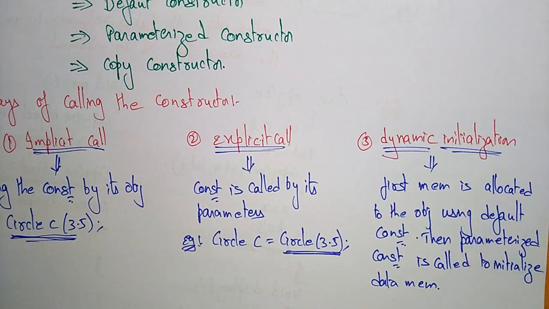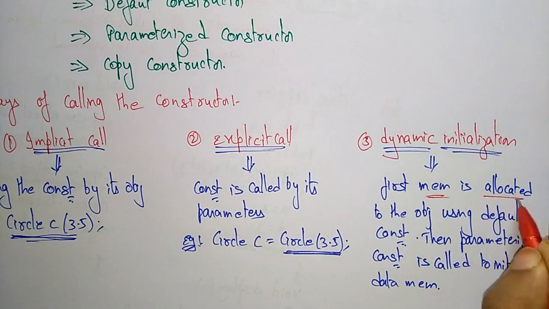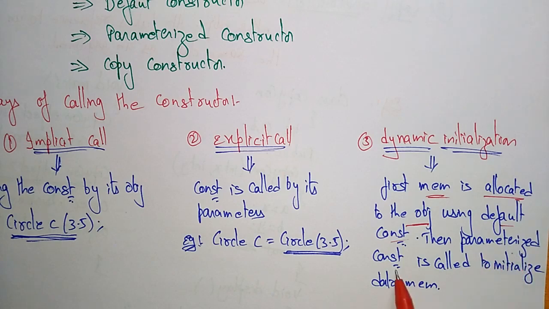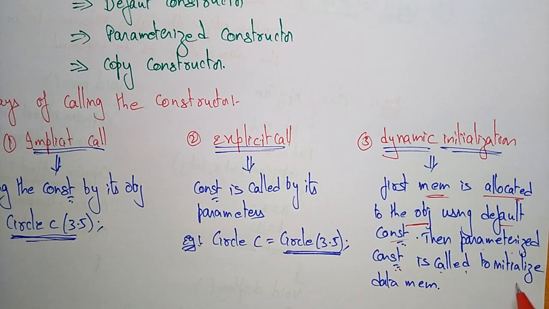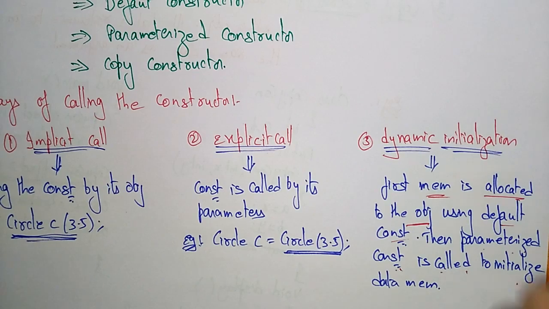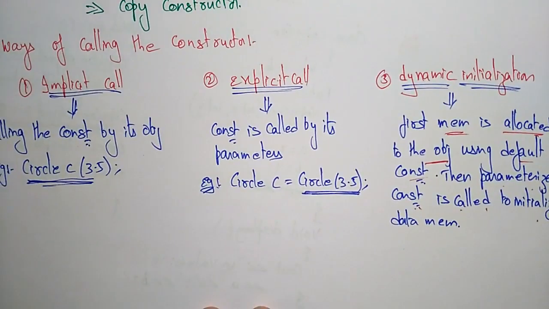First the memory is allocated to the object using the default constructor. So by using any default values, you can just allocate the memory to the objects. After that the parameterized constructor is called to initialize the data members. So first it takes the default values. After that the user gives the values to those particular data members, to those variables. That you call a dynamic initialization.